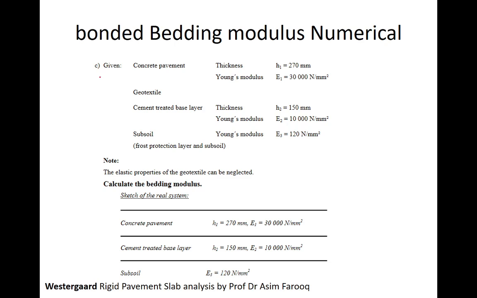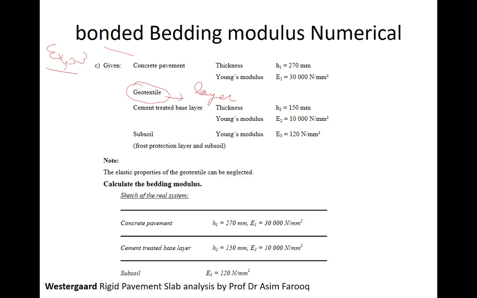And then we have a third condition, when we have the bonded bedding modulus condition. Here we come up with a new type of geotextile. If we have a geotextile layer already installed below the concrete pavement, while above the cement treated base layer, just to give you a little assumption, we are trying to neglect the elastic properties of the geotextile to determine the bedding modulus.